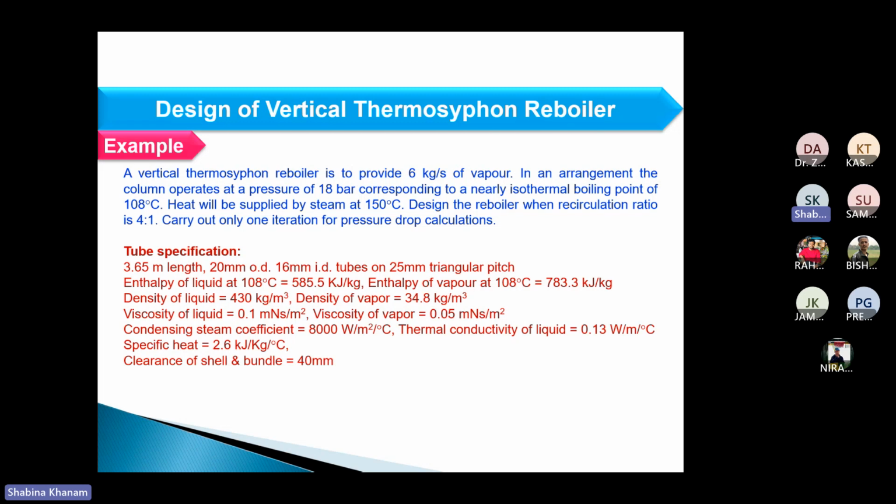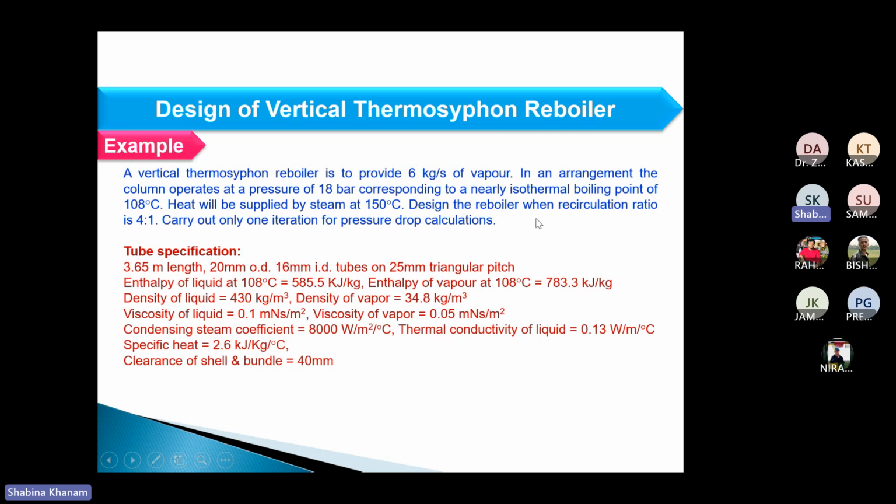Next, design the reboiler where the recirculation ratio is 4 to 1. So what we are given is that recirculation we consider as 4 to 1, that we need to ensure, and for that we need to design the reboiler. First of all we will see at what condition the recirculation ratio of 4 to 1 will be maintained, and after that we will proceed towards the heat transfer coefficient calculation. Here we are given that we carry out only one iteration for pressure drop calculation. It means the pressure drop calculation we need to calculate once only.